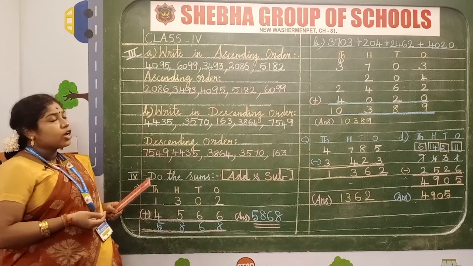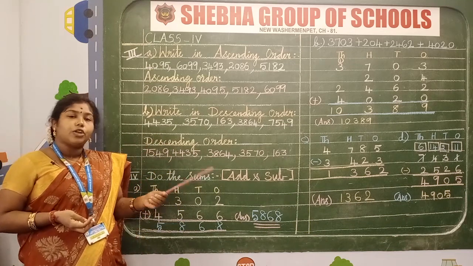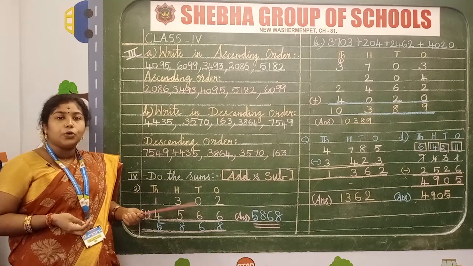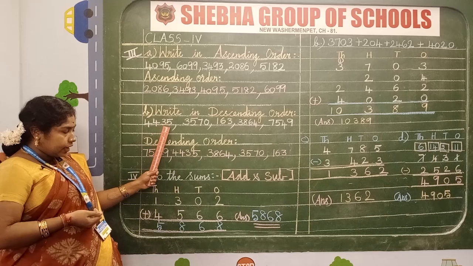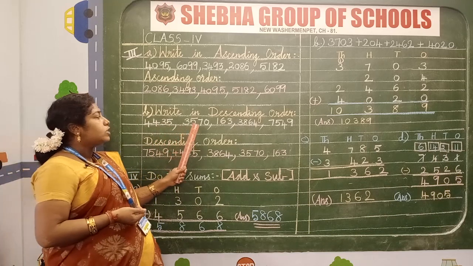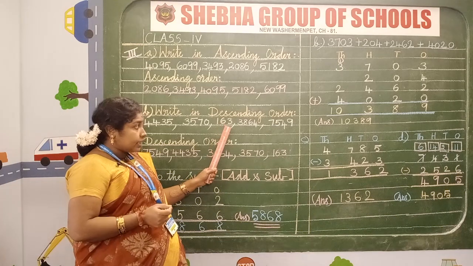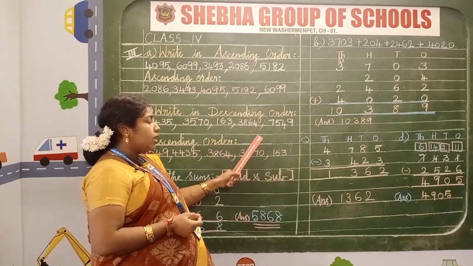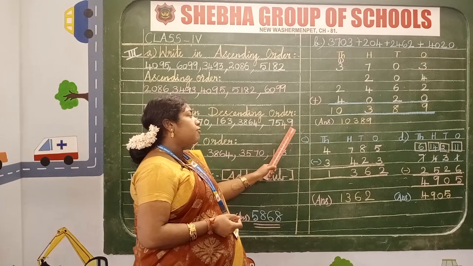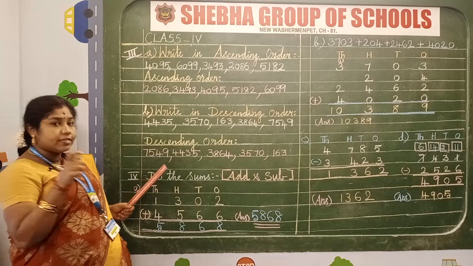Now we are going to see write in descending order. So descending order is nothing but arranging the numbers from greater to smaller number. Greater to smaller number. So 4435, comma, 3570, comma, 163, comma, 3864, comma, 7549.